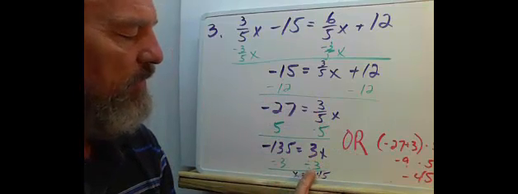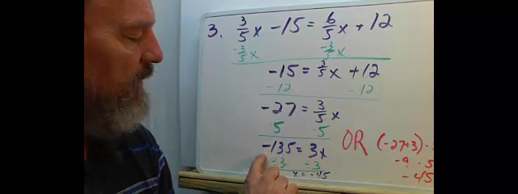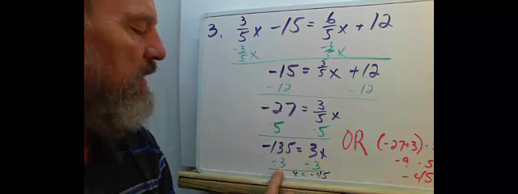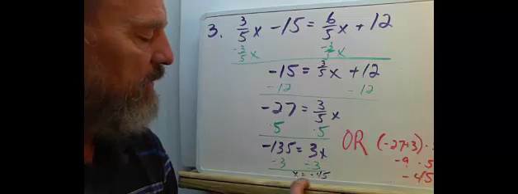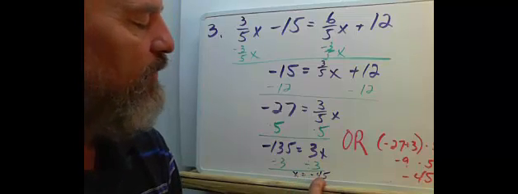Our next step then, of course, is divide by 3. Negative 135 divided by 3. Some of you probably had to reach for the calculator there. We have x equals negative 45.